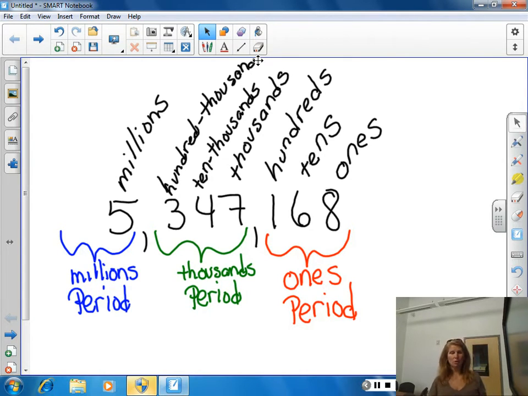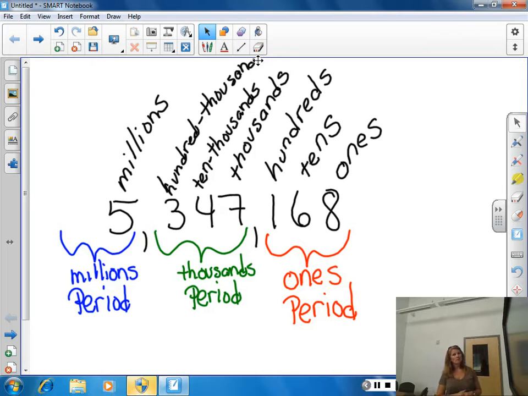5,347,168. I don't include the word and, because when you say and in a number, that suggests a decimal point, and we don't have any decimal points in here. It's really common for people to say 150 with an and in it, but that's really incorrect. It would be 150 without the word and in there.